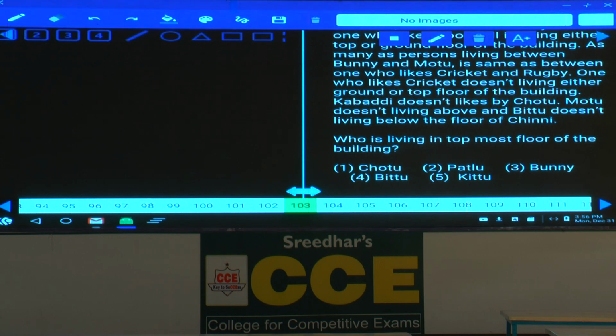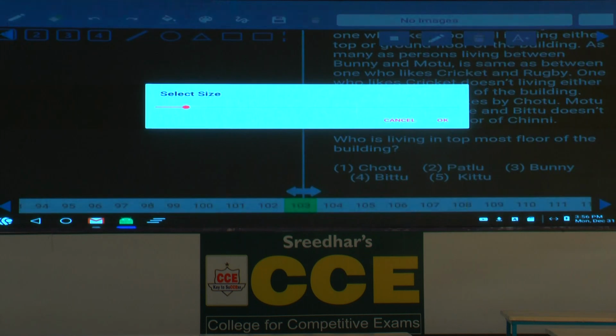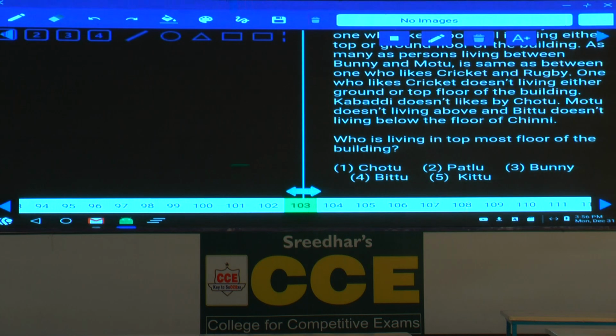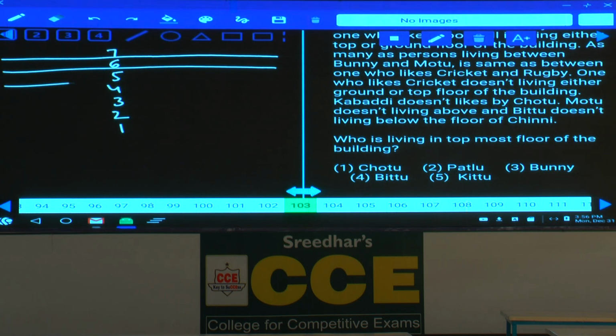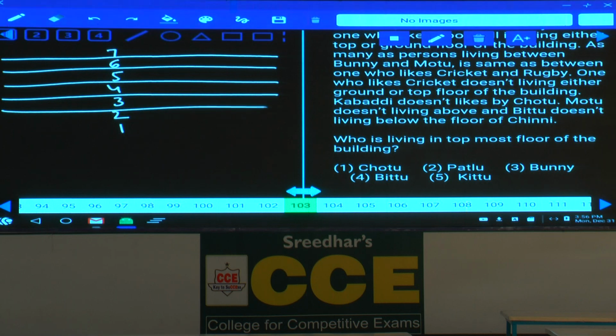Now we need to identify the person who is living on which floor. The floor arrangement is given. First let us fix the floors at this place. 7, 6, 5, 4, 3, 2 and 1 are the 7 floors. Now these 7 persons are staying on these 7 different floors.